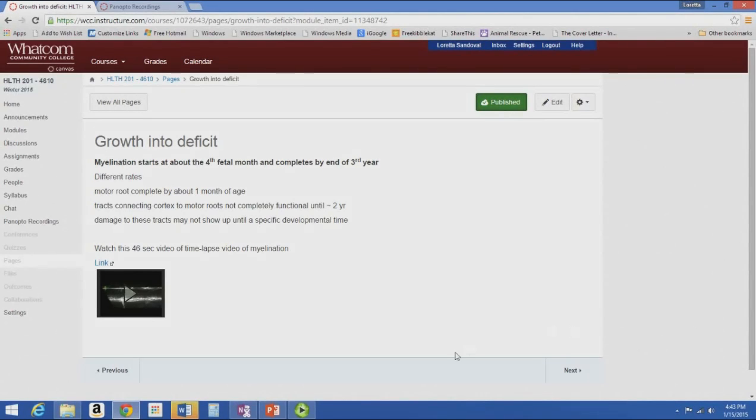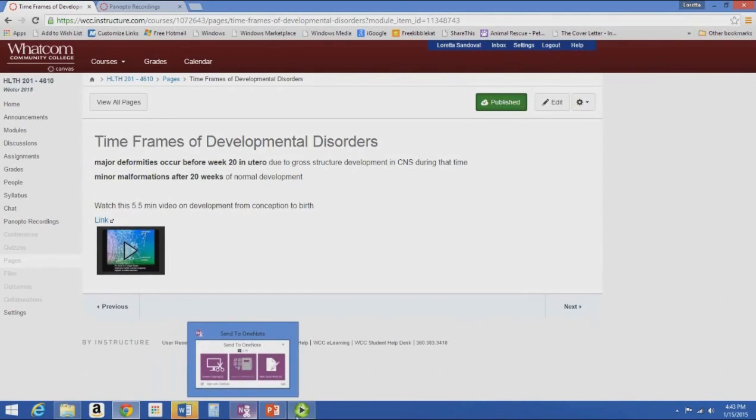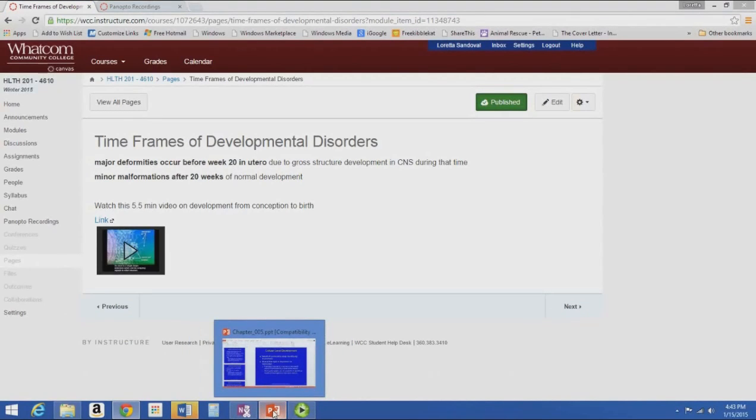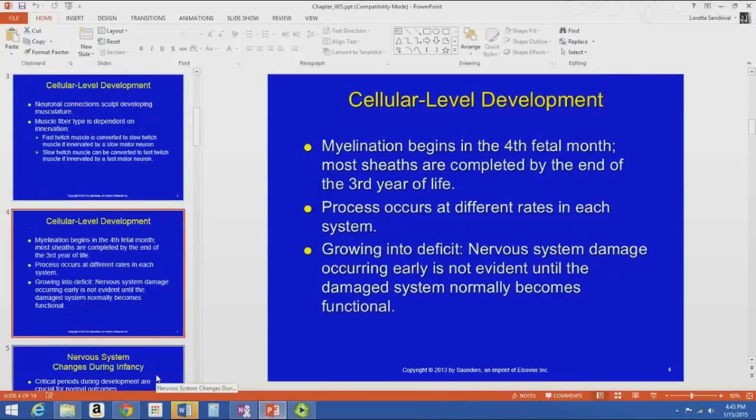So there's a really cool time-lapse video of myelination. It's just 46 seconds long because it's time-lapse, and that's a really fun one to look at. So we'll talk about developmental disorders, and there's another video that really has a good description of growth into deficit, which is pretty neat.